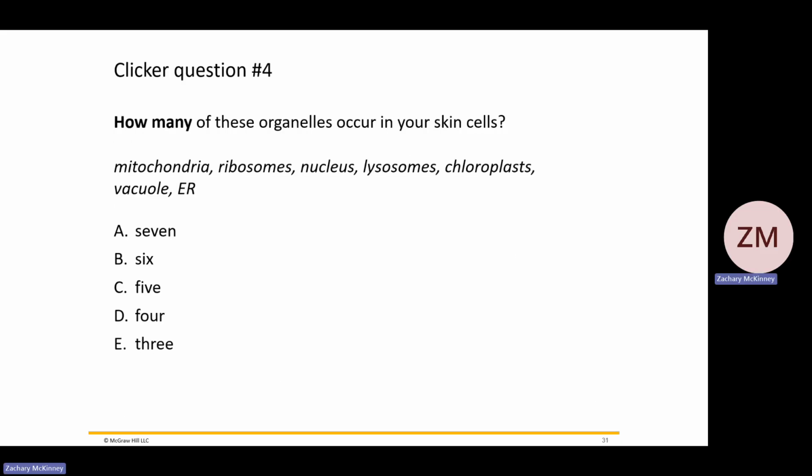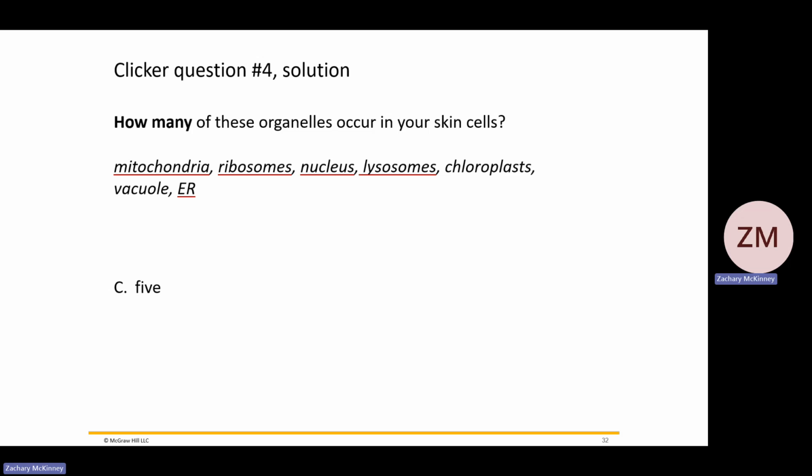So quick little check-in question. How many of these organelles are in your skin cells? Think for just a second. In your skin cells of a human skin, how many of these organelles do you have? All right, if you said 5, you were correct. Mitochondria, ribosomes, nucleus, lysosomes, and ER, endoplasmic reticulum, both rough and smooth. You'll have all those in your skin. Your skin will not have chloroplasts or vacuoles because we are not plants.